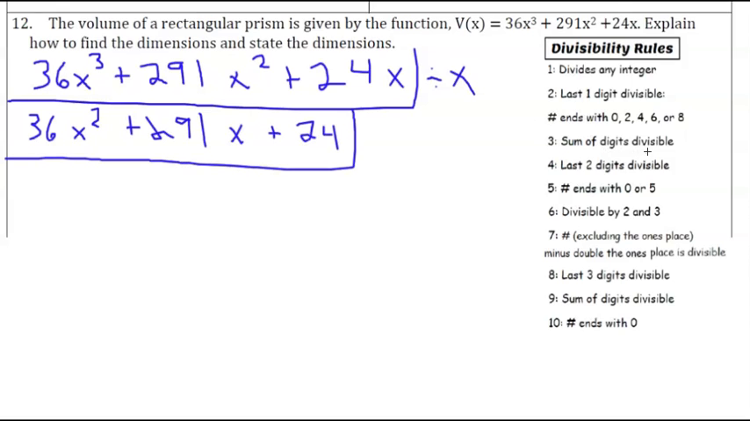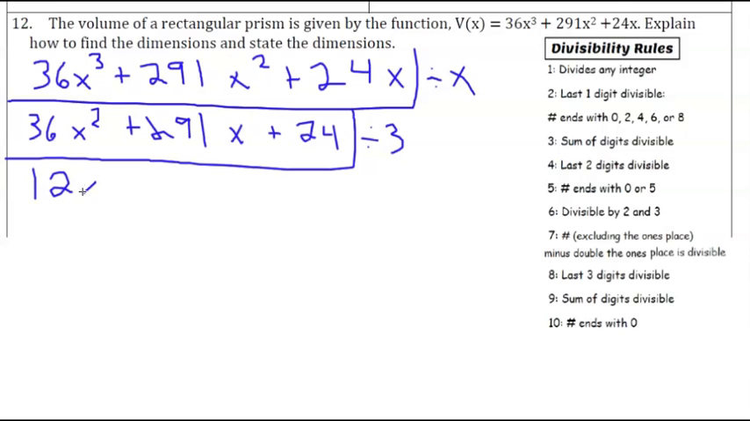3. Some of the digits are divisible. Well, 6 plus 3 is 9. 9 divides by 3. That works. 9 plus 1 plus 2 is 12. 12 does divide by 3. 4 plus 2 is 6. 6 divides by 3. So that means that these numbers are divisible by 3. So we're going to divide each term by 3.